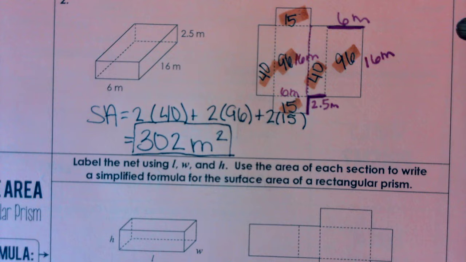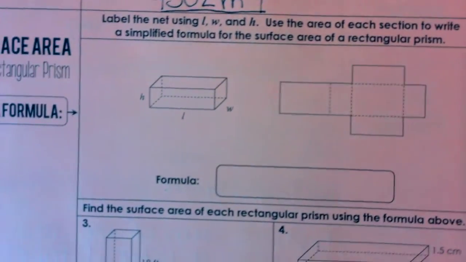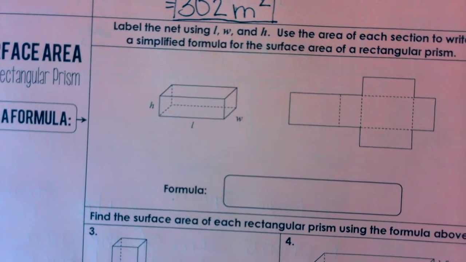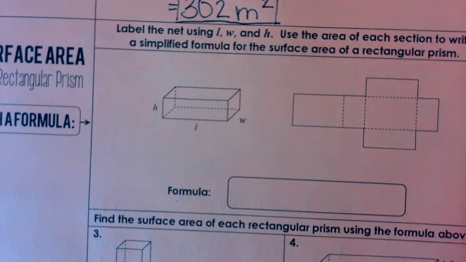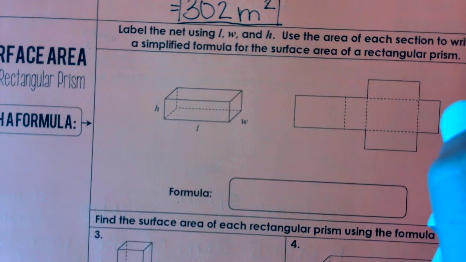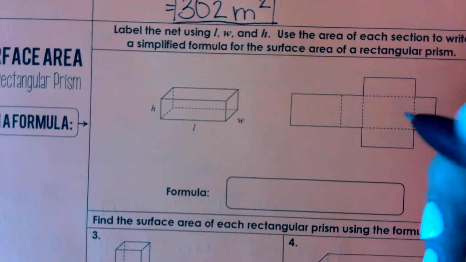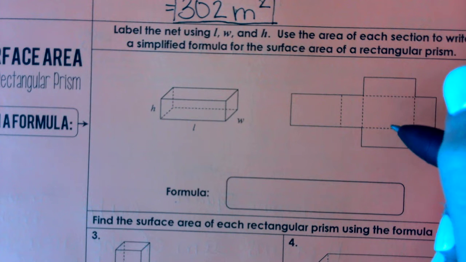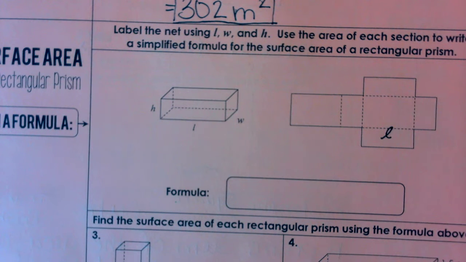Using nets is really nice, but what we want to do is find shortcuts. Remember, mathematicians were lazy. They don't like doing things the long way. So we need to figure out a formula. We want to figure out a shortcut, okay? Well, a surface area with a rectangular prism, let's figure this out. If I have this long side, what does this represent? This represents my length.